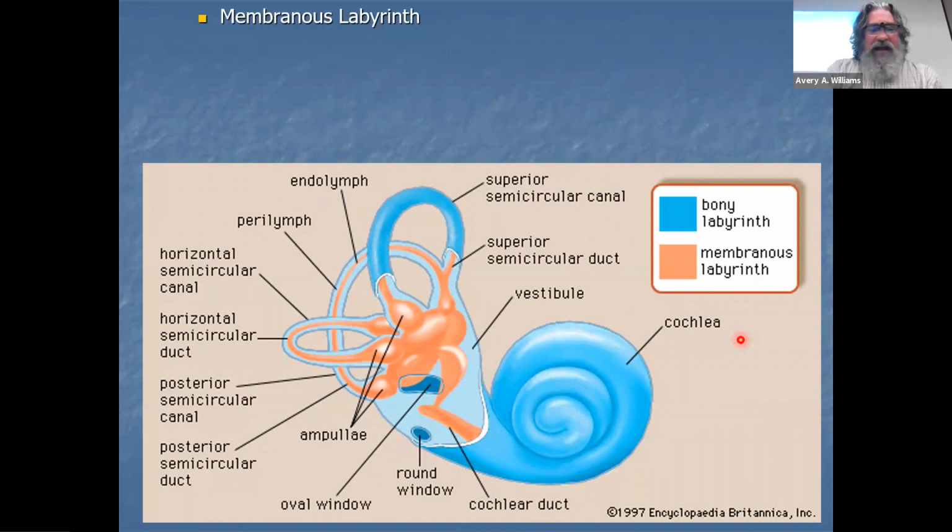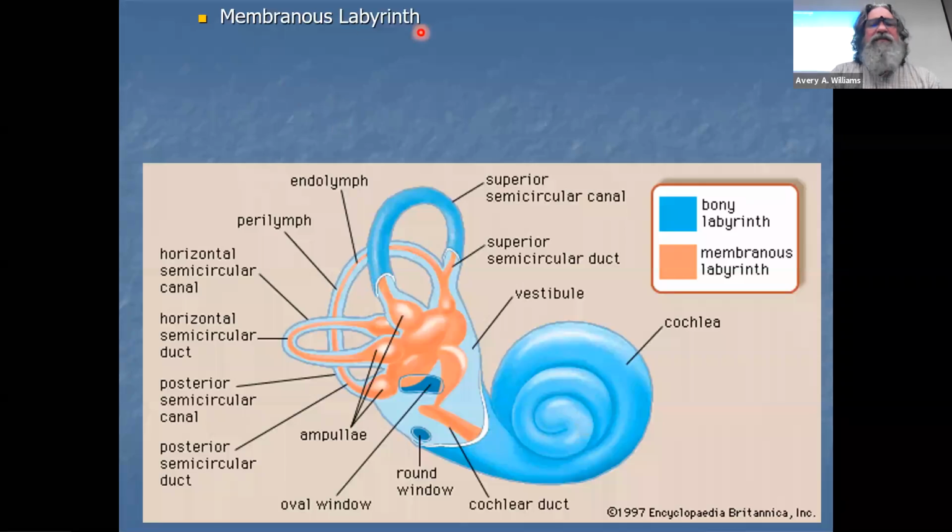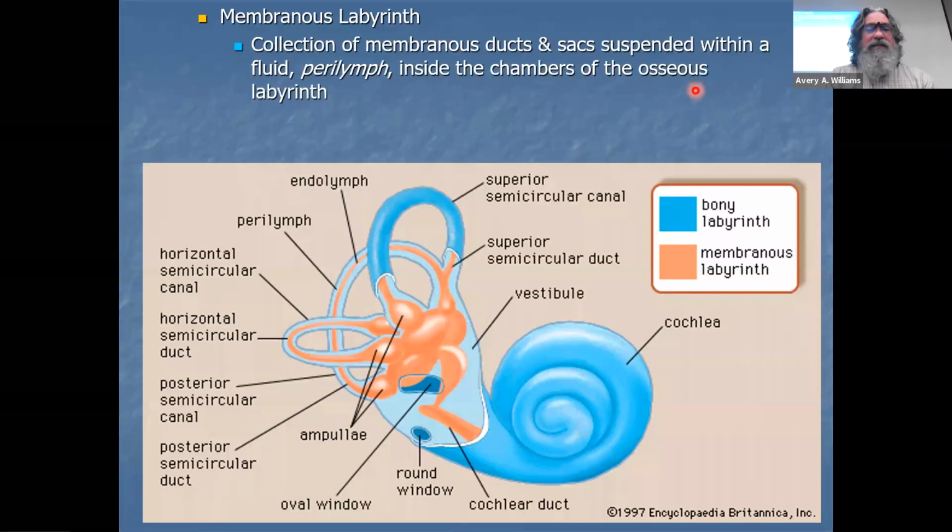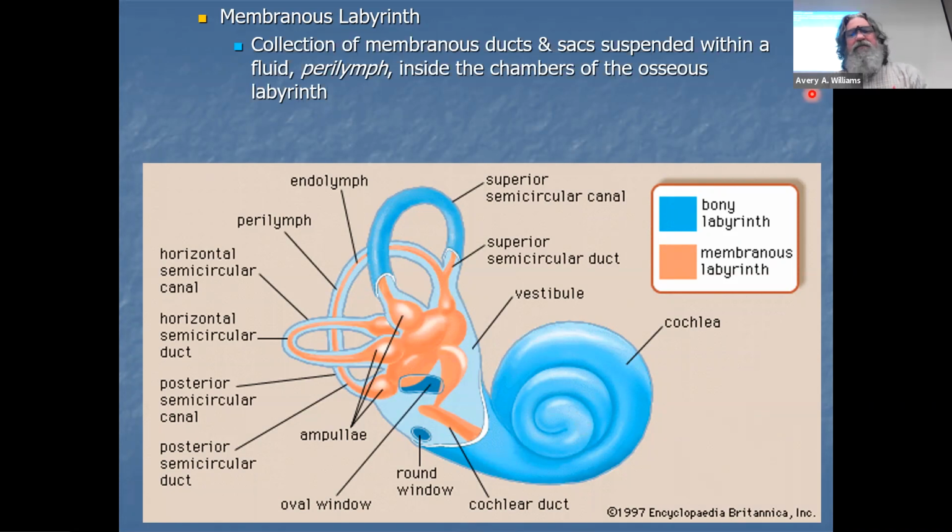That's the osseous labyrinth. Now, obviously, if you looked at the osseous labyrinth, it has stuff inside of it, the actual sensory structures, because the bony labyrinth or the osseous labyrinth are just the spaces, and the spaces contain the sensory structures. Collectively, all those sensory structures are called the membranous labyrinth. I define the membranous labyrinth as a collection of membranous ducts and sacs suspended within a fluid.